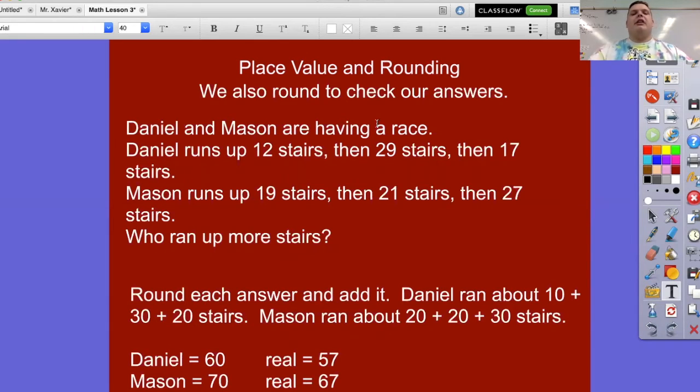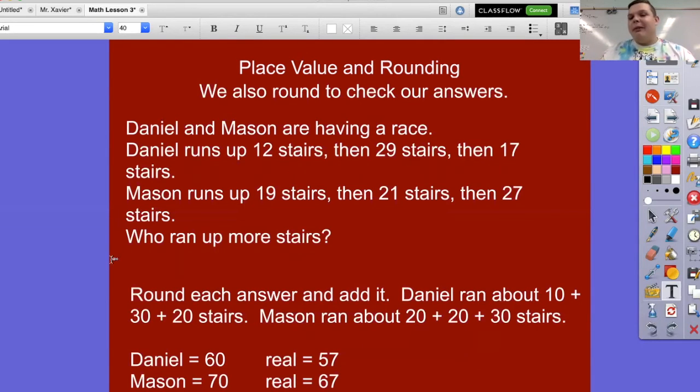So here you go, here's the question I came up with. Daniel and Mason are having a race. Daniel runs up 12 stairs, then 29 stairs, then 17 stairs. Mason runs up 19 stairs, then 21 stairs, then 27. Who ran up more stairs? If you round each answer and then add it, Daniel ran about 10 stairs plus 30 stairs plus 20, and Mason ran about 20 plus 20 plus 30.